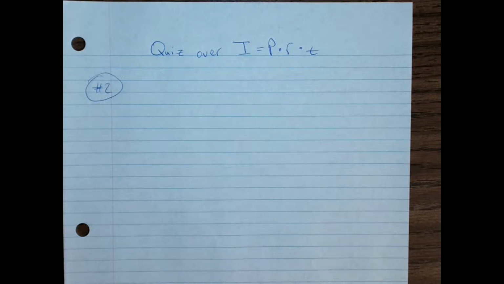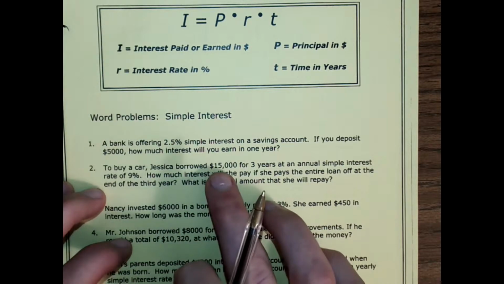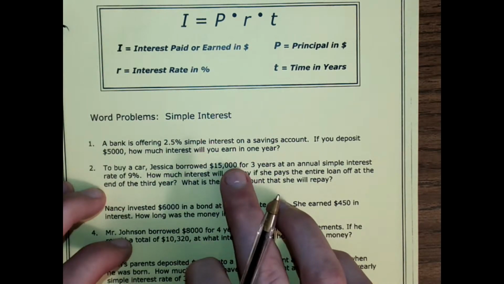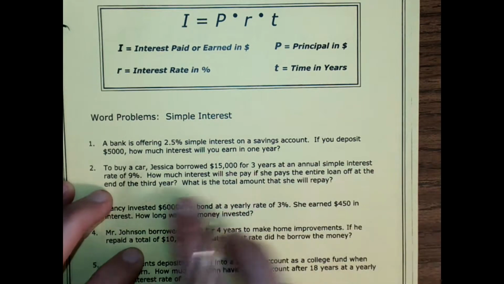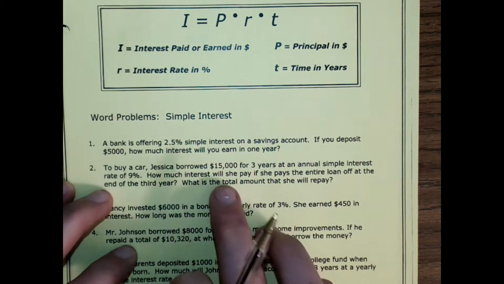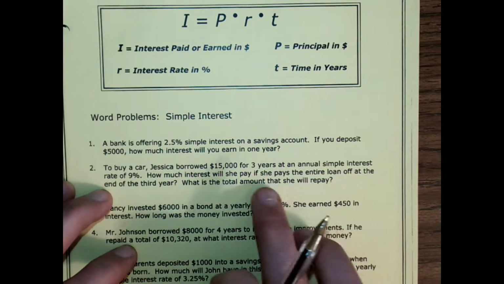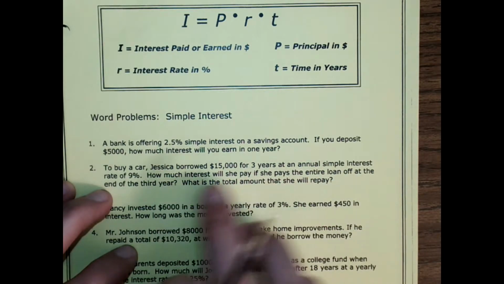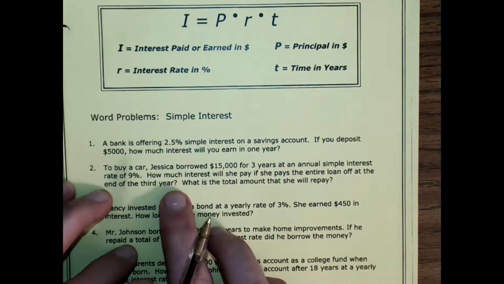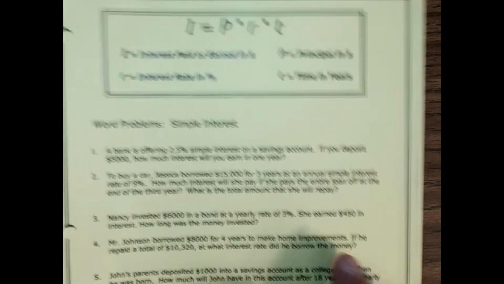So let's have a look at number 2 from the yellow page. Jessica's buying a car and she's borrowing $15,000 for 3 years at a simple interest rate of 9%, and we've got 2 questions here. How much interest will she pay? Or how much interest will she have to add on to the loan by the end of the 3rd year? And then what's the total amount of money that she's going to have to repay?